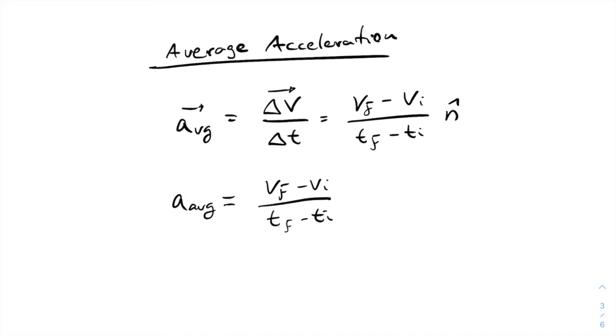But because what we're studying now is only motion along a straight line, we're simply going to assume that we're always moving in the same direction. Then we can simply say that the average acceleration is equal to the magnitude of this vector, which is simply the final velocity minus the initial velocity, divided by the final time minus the initial time. That is the difference in velocity divided by the difference in time, and this will be our average acceleration.